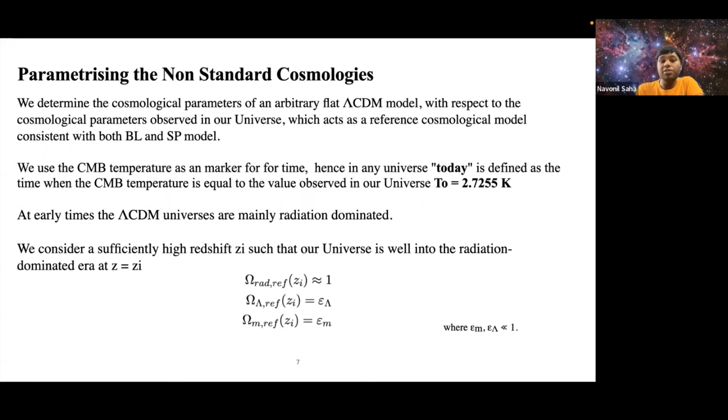At early times, the Lambda CDM universes are mainly radiation dominated. So for that case, we considered a sufficiently high redshift Zi, such that the universe is well into the radiation dominated era. At z equals Zi, we take the reference density parameters as: the radiation density parameter is approximately 1, and the dark energy and matter density parameters are epsilon lambda and epsilon m, where epsilon m and epsilon lambda are less than 1.